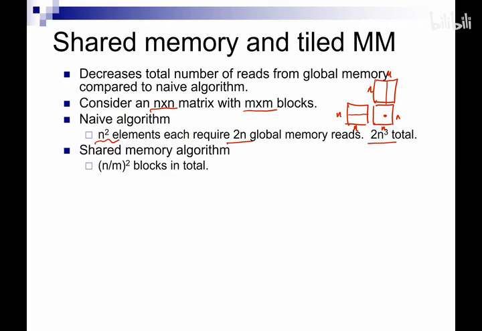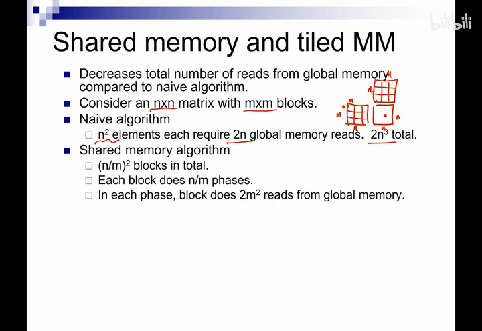Now, if we look at the shared memory algorithm, it is going to break the stuff into these blocks. The number of blocks, if you have an n by n matrix and the blocks are size m, is going to be (n divided by m) squared. Each block does n divided by m phases.